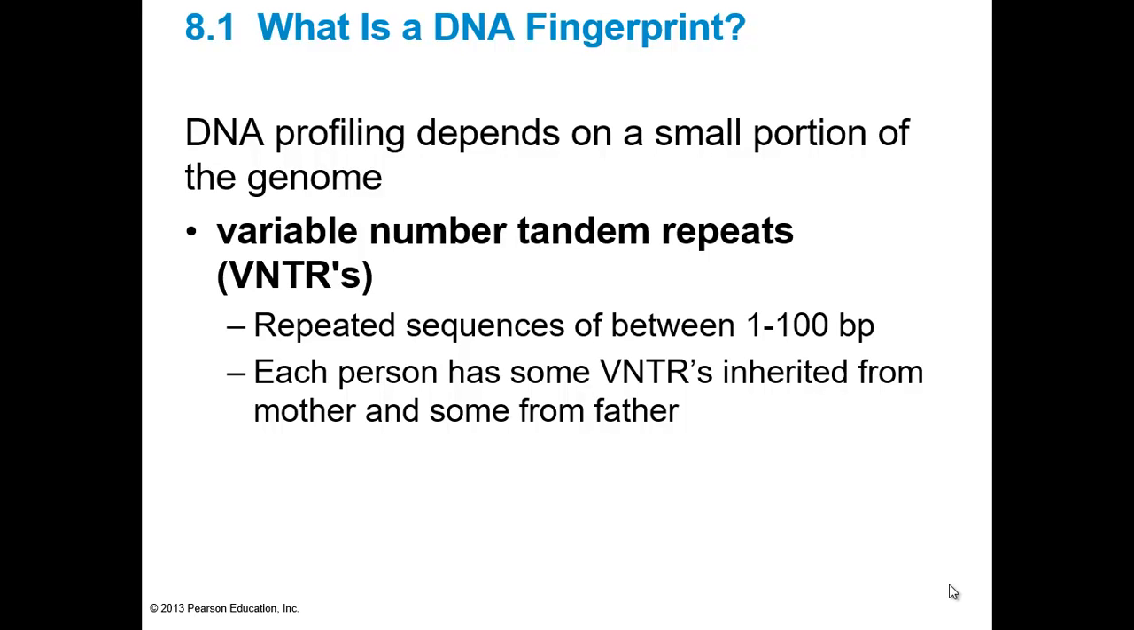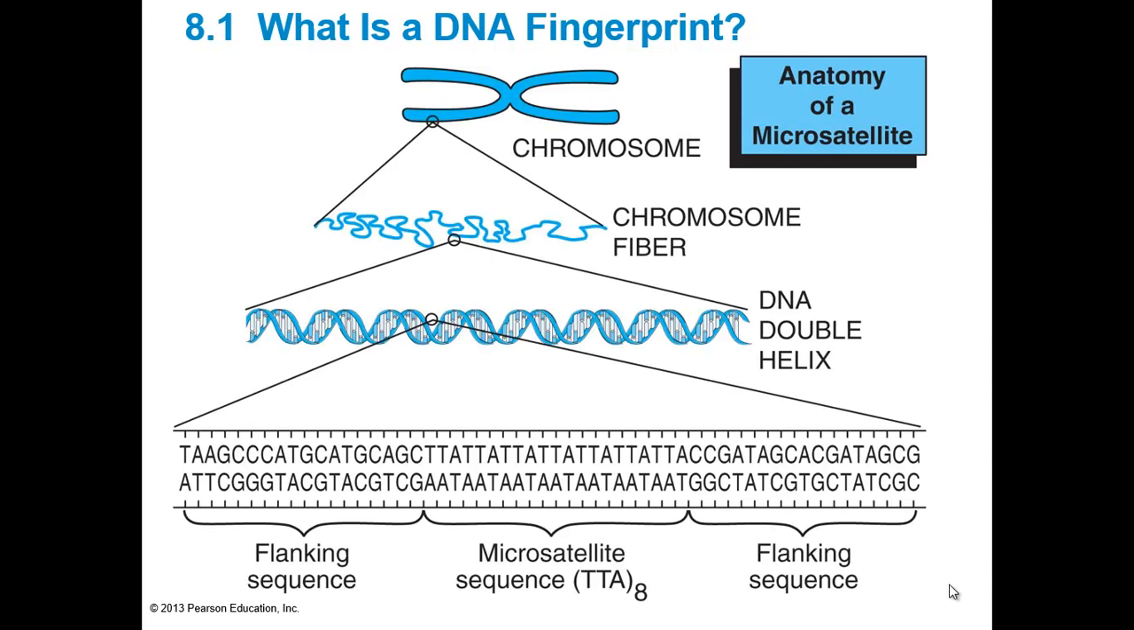Usually to characterize an individual or ID an individual, you'll look at about 13 or so of these regions. And each person has some VNTRs that are inherited from mom or from dad. These are also called microsatellite regions.